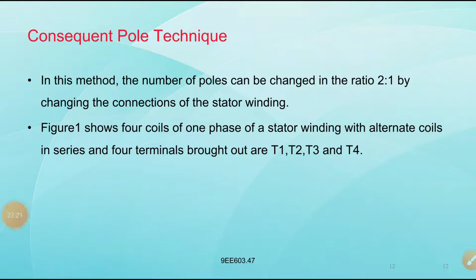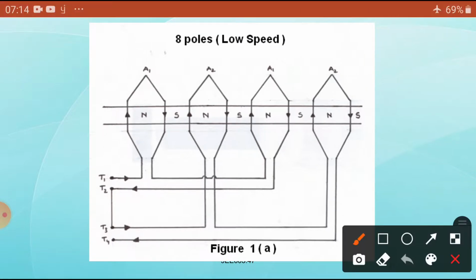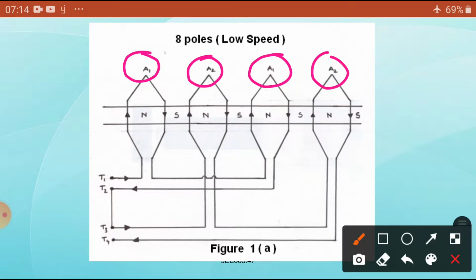Now we can see T1, T2, T3, T4, the 2 coils. Each coil has a starting terminal T1 and ending T2; another coil has starting T3 and ending T4. Let us see. For the low speed, the number of poles is 8. This is coil A1, and A2. T1 is the starting terminal of the coil, the current is entering here, so the current direction is this one. So we can say this is the north pole, and as the current comes downward, we can say the south pole.